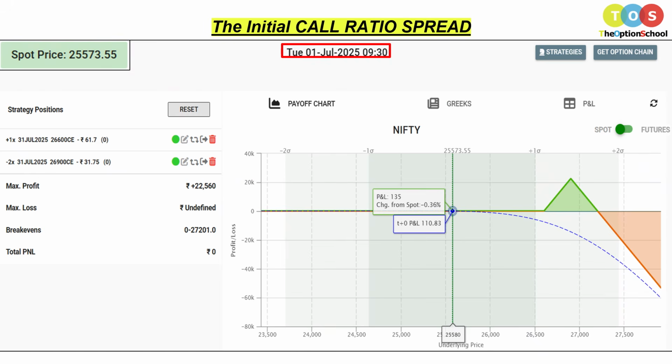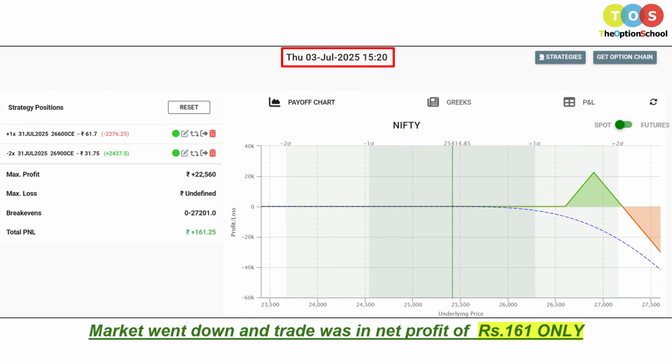So a ratio call spread is made when market is at around 25,575 with an upper break even of 27,201. This is created on 1st July morning 9:30. On 3rd July, markets went down a bit and the trade was showing a profit of 161 rupees at almost closing time. Although the max profit on expiry was 135, obviously this is not expiry day and hence it was showing slightly more profit. But one thing is sure that we are not going to get much in this case in case market stays at a lower level.